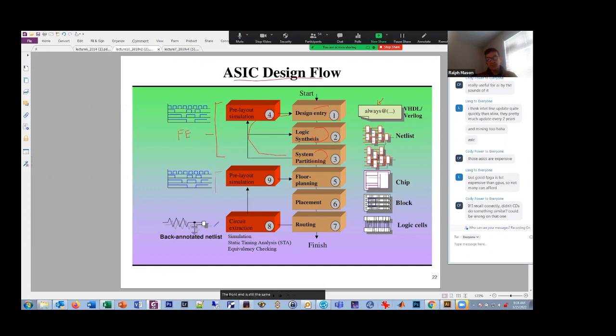And then this other part is called the back end, BE, back end design. And actually, when you go into industry, there are people that specialize in front end design and people that specialize in back end design. Anyway, once you've got a partition, you go into the floor planning, the placement, and the routing. That's physically how it gets put on the chip or on the FPGA.